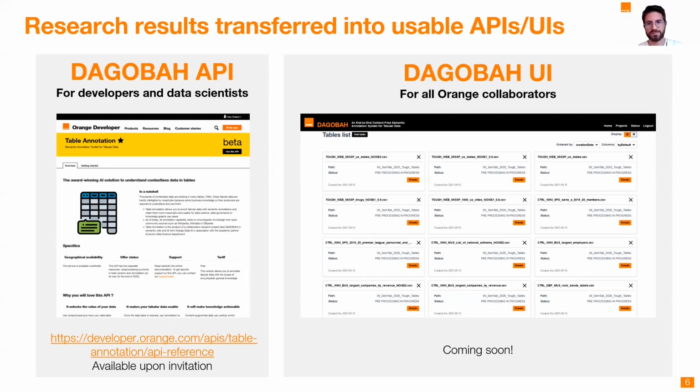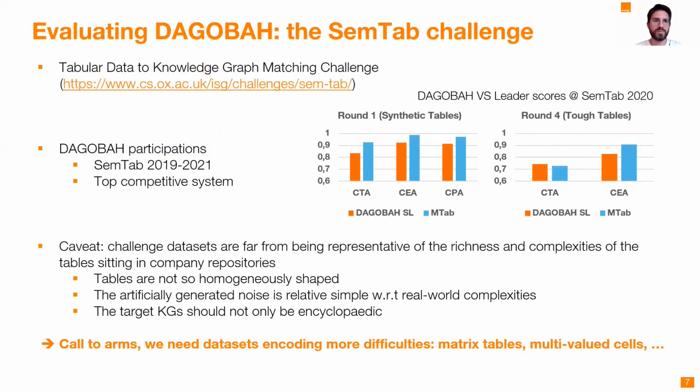To evaluate DAGOBAH, we participate in a scientific approach offered by the SemTab challenge. This challenge is associated with the ISWC conference. DAGOBAH has participated in all the editions of SemTab and has been ranked as a top competitive system. However, there is a caveat, as participants often reach some very high F1 score, which poses a question about the representativity of the datasets of the real-world complexities, especially complexities that can be found in tables sitting in company repositories.